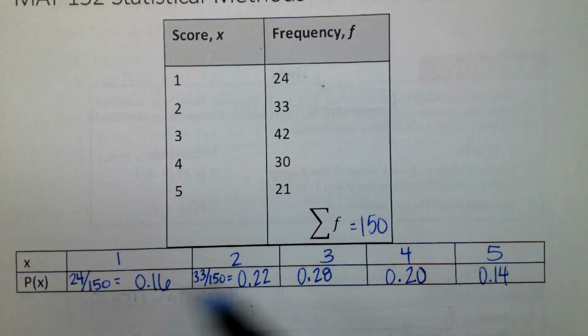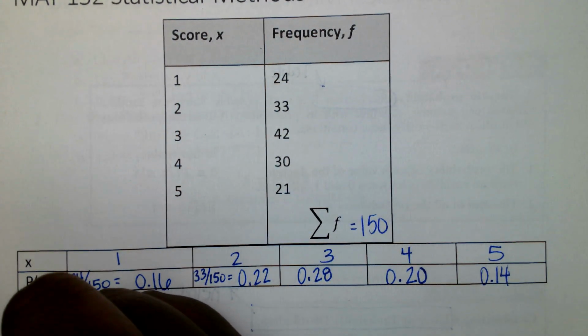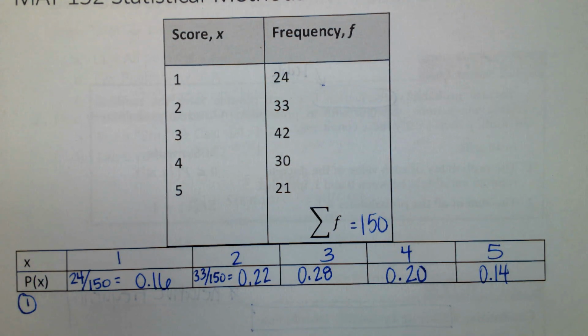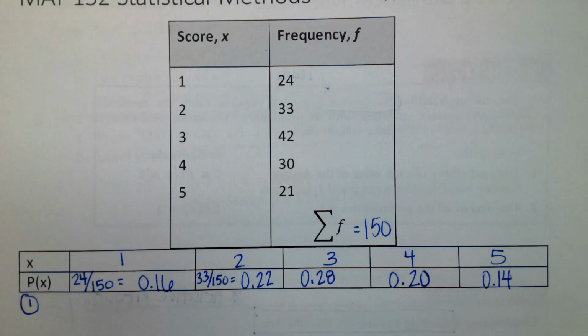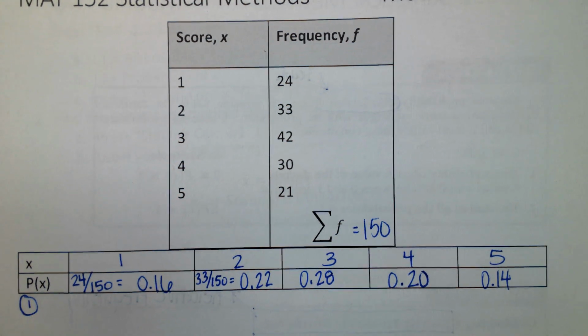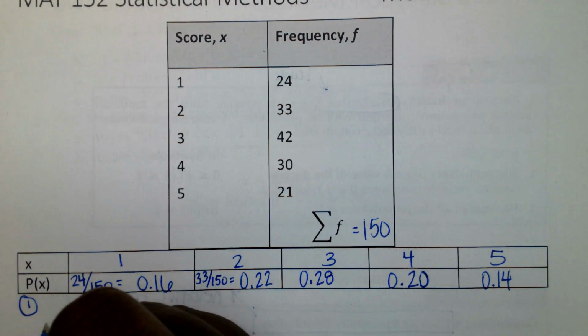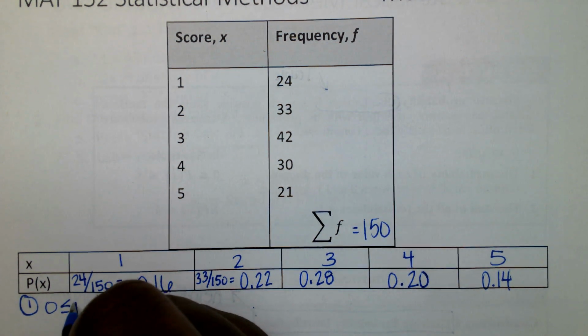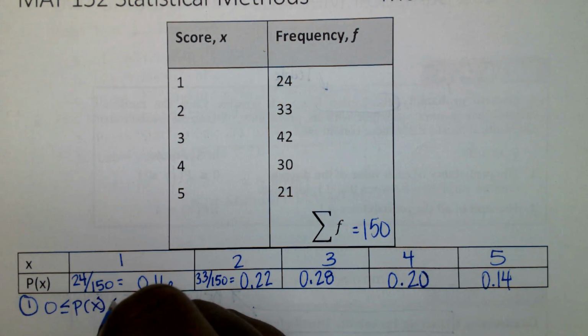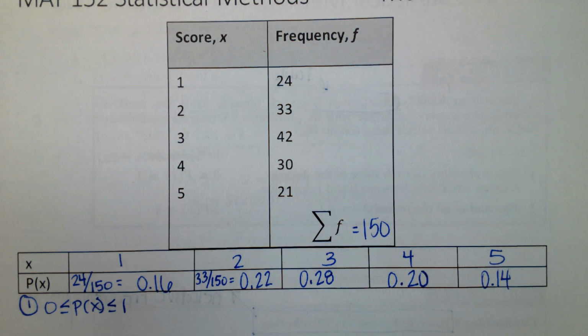You don't have to do this every time, but if you don't feel good about it, like something's telling you, I think I might have something wrong, this is where you're going to use that checking system. You're going to check to make sure all of your probabilities are between 0 and 1 inclusive, meaning you can have a 0 probability or a 1 probability. And all of these are decimals, so we're good.